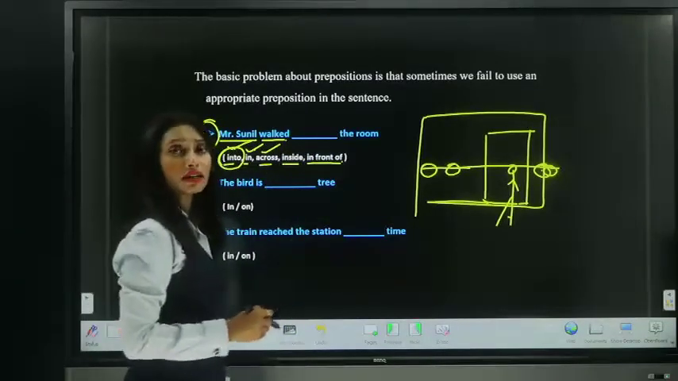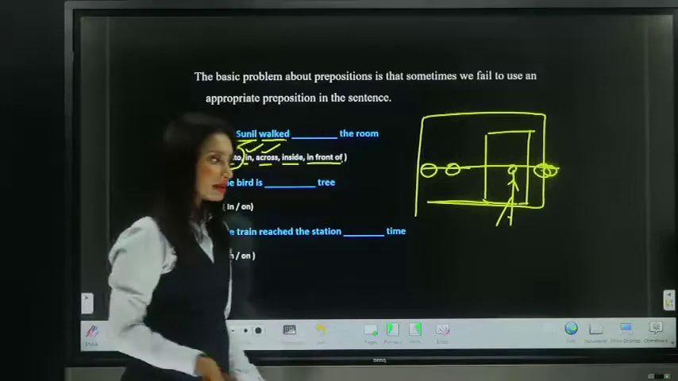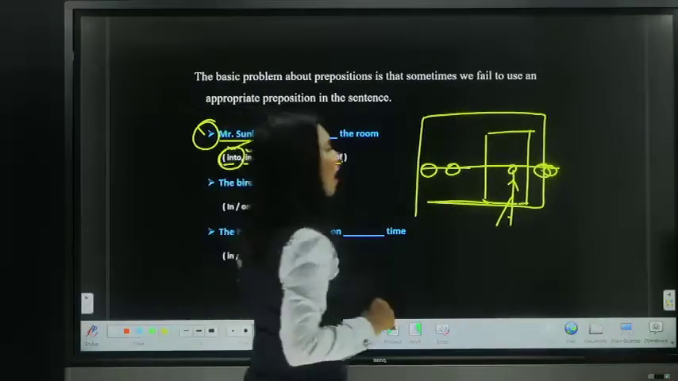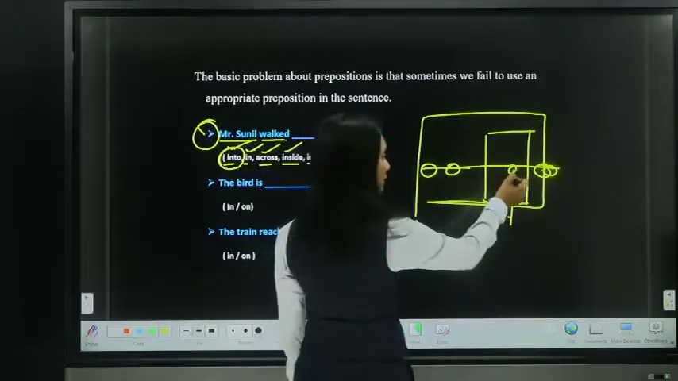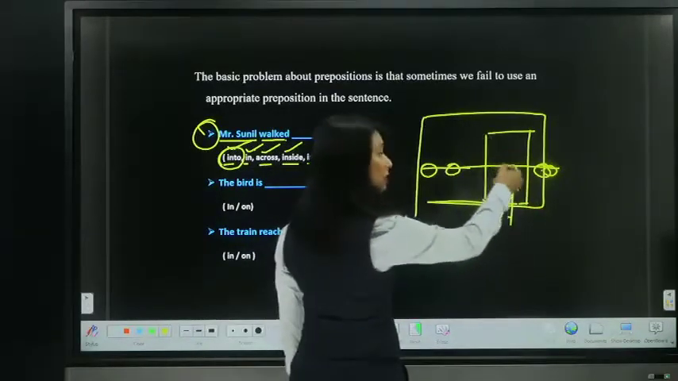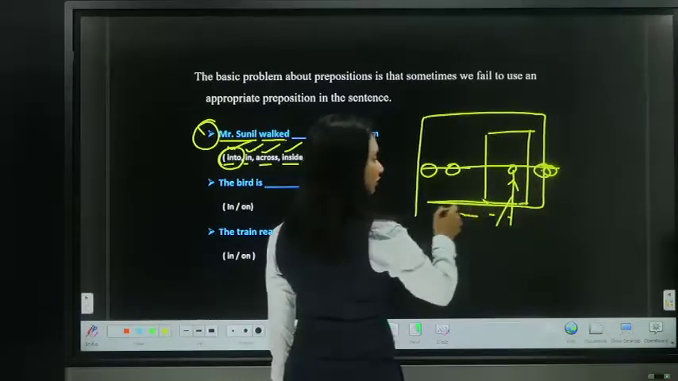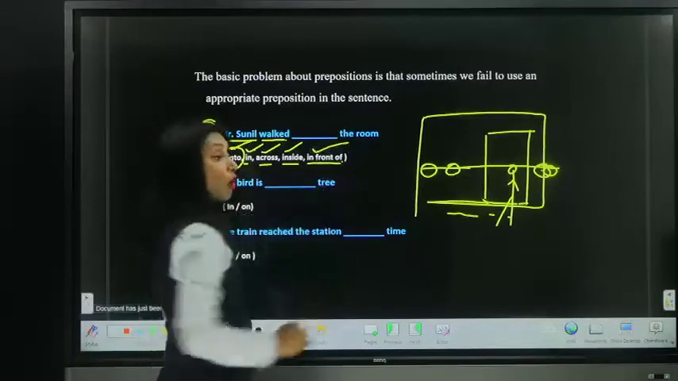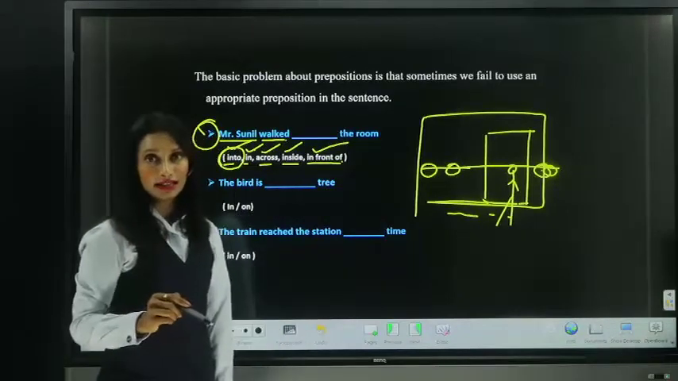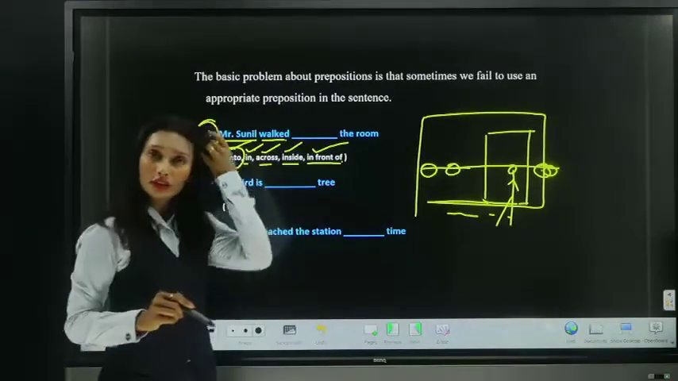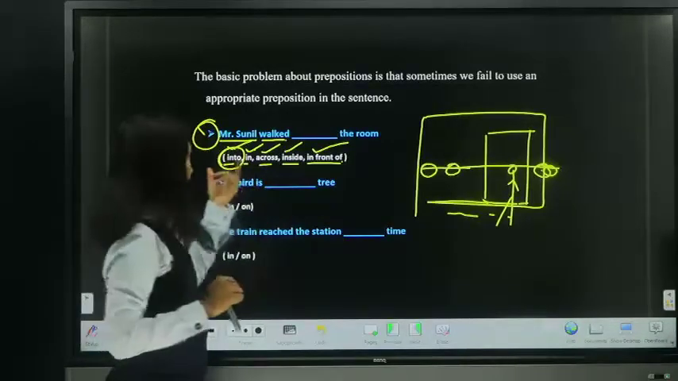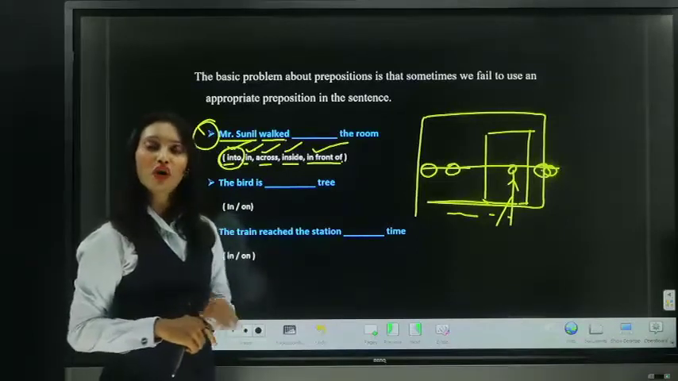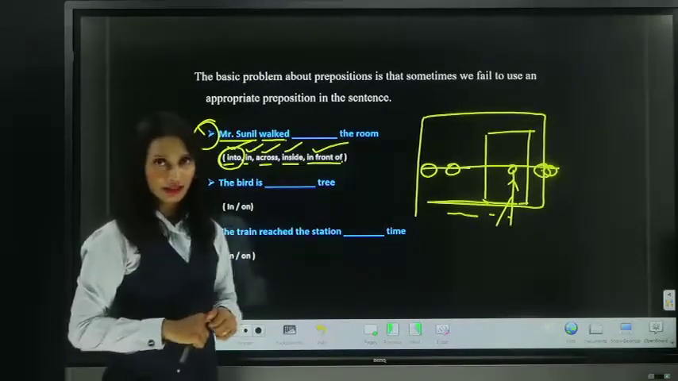Mr. Sunil walked inside the room. Obviously, inside the room we can walk. That is also correct. Mr. Sunil walked in front of the room. So if you see this person, he is not walking in the room or inside the room, he is walking in front of the room. Can it happen? Obviously. That means all are correct. Here all are correct. It can be into, in, across, inside, or in front of. All five are correct.